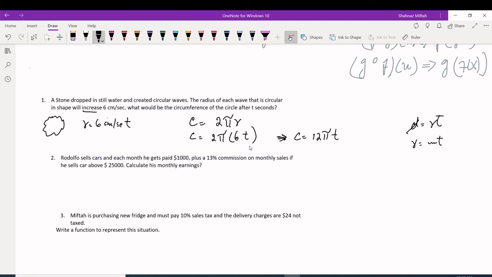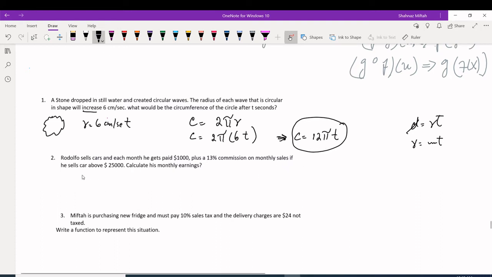No, and I don't have any other information either to get the circumference. Let's say, what would be the circumference of the circle after t? So this is a circumference after t. I don't have any other information. I don't have a t, I don't have a c, so I can't find anything. I'll leave it alone, and that's your answer.